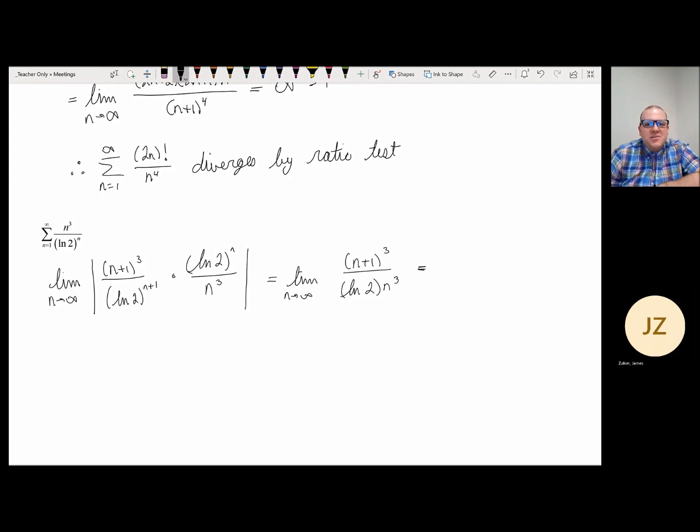What is that limit? 1 over log 2. Hope we all agree that's not equal to 1. So that's good. Means the test is going to give us a conclusive answer. Is that less than 1 or greater than 1?